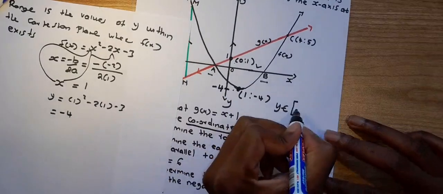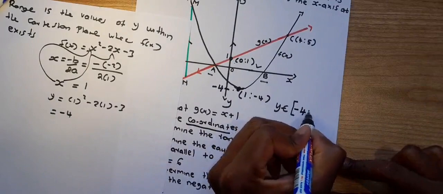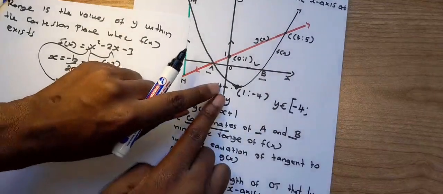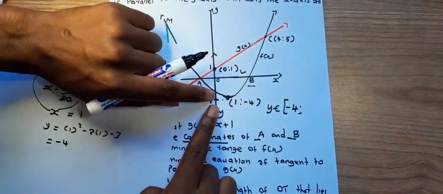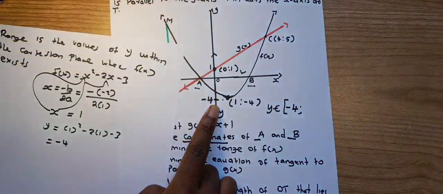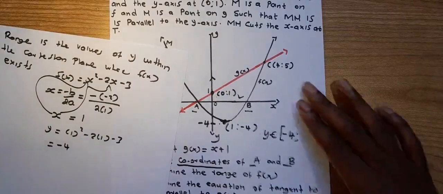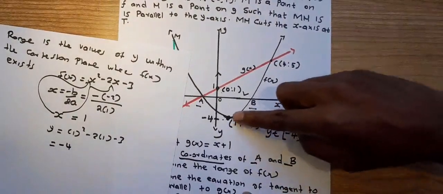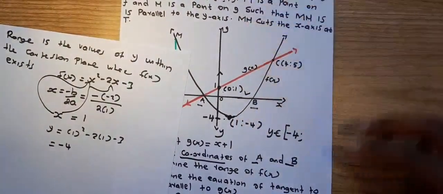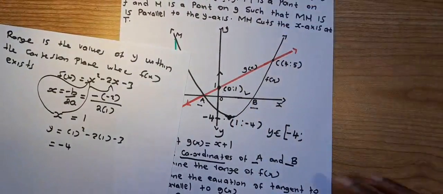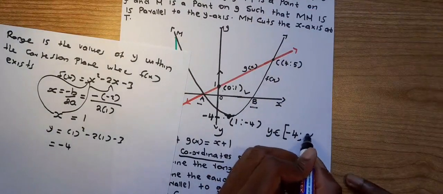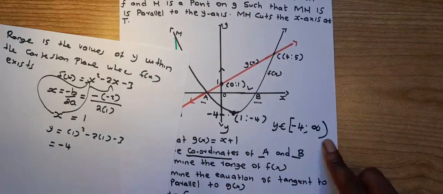You say from negative 4, until we go upwards, until we go to infinity. Infinity is endless. So you say from negative 4 until we reach upwards to infinity, this function is existing. So you say from negative 4 until infinity. For infinity, you use this bracket.